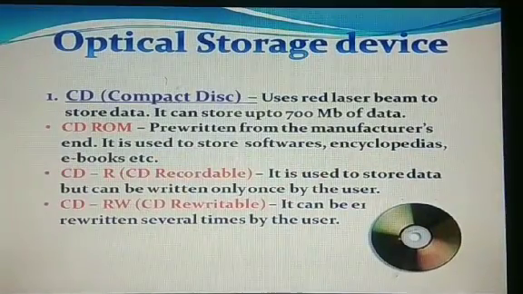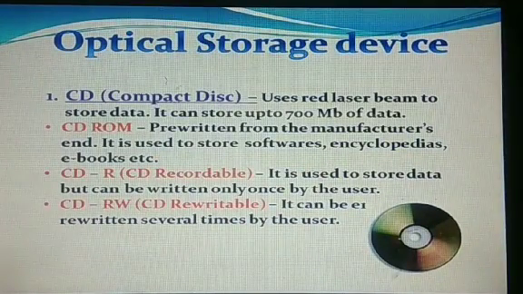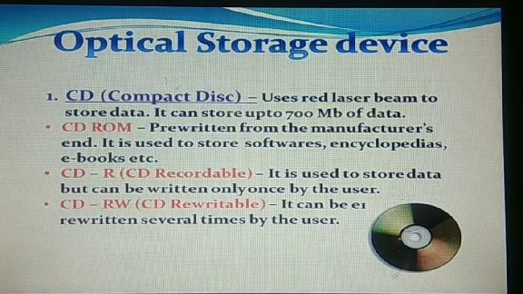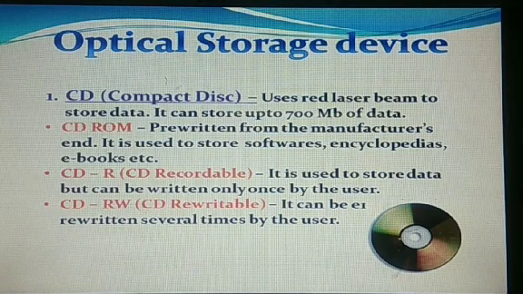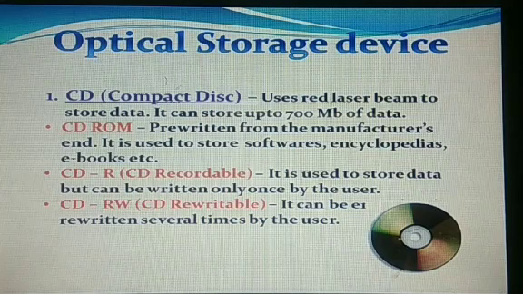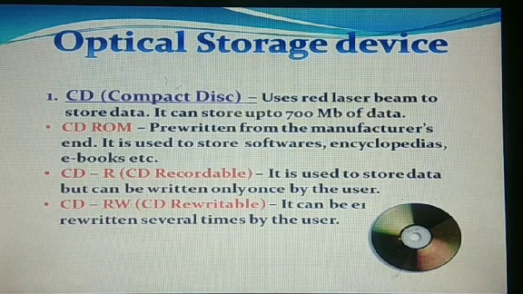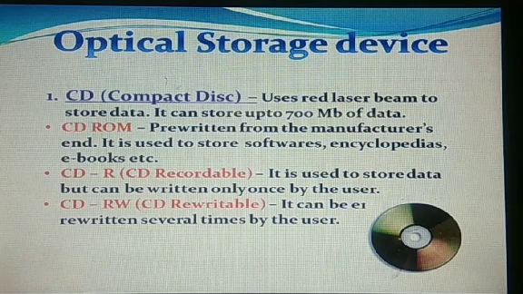Next, we come to optical storage devices like CDs. First of all, compact disc. It uses a red laser beam to store our data. A CD can store up to 700 MB of data. It's a portable type of device. It can store data and we can take it from one place to another. We have 3 types of CDs.